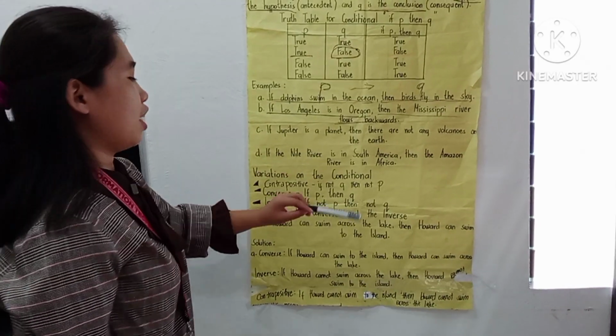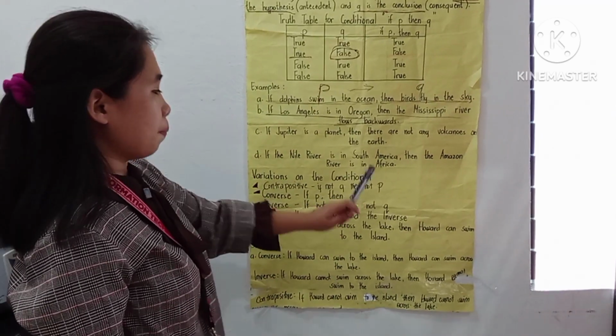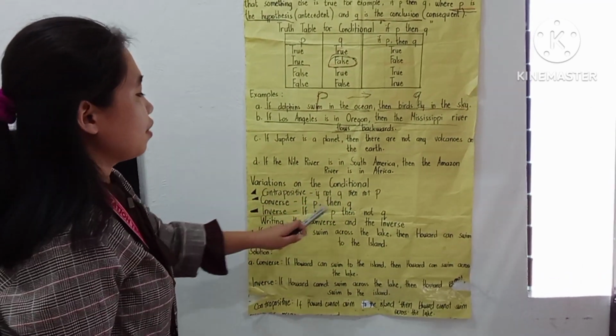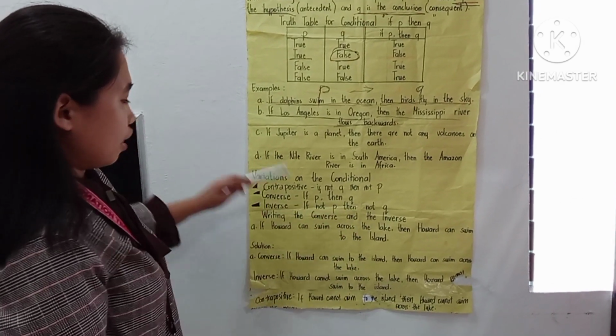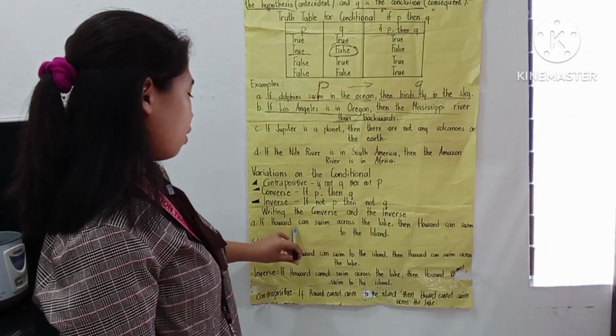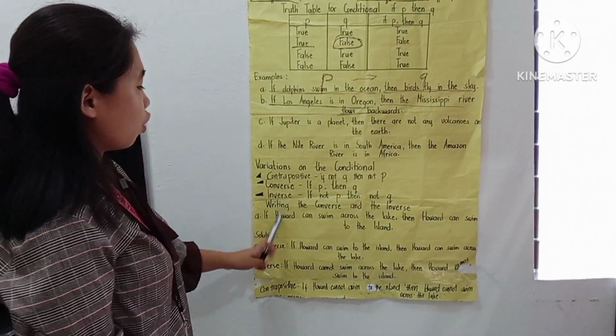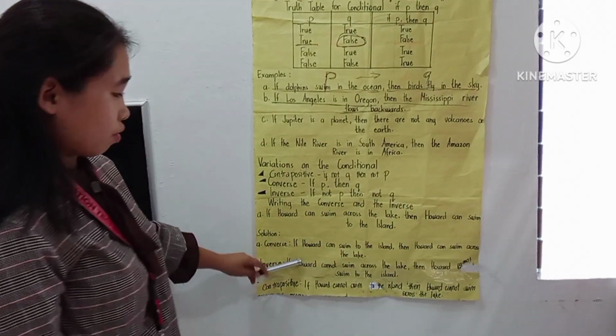Variations on the conditional. Contrapositive: if not Q, then not P. Converse: if Q, then P. Inverse: if not P, then not Q. So in writing the converse, the inverse and the contrapositive, example A. If Howard can swim across the lake, then Howard can swim to the island.